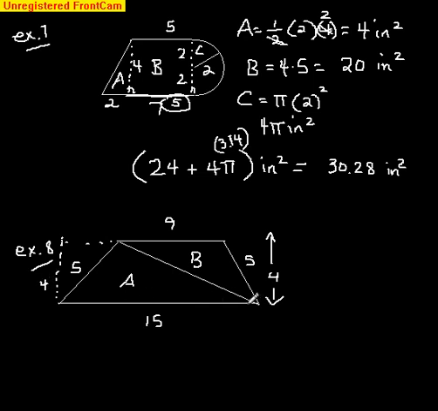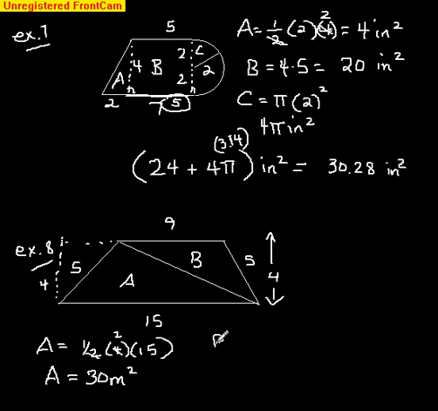So the area of this triangle, A, is 1/2 times 4 times 15. And I can take this 2 into the 4 and get a 2. And so the area of A is just going to be 30. And it's in meters, so we'd write meters squared.